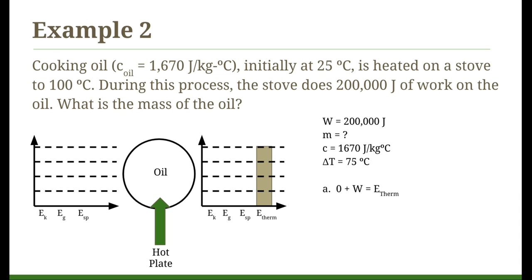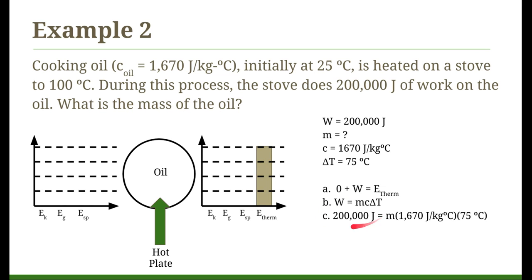So our energy equation based on the bar chart is the oil starts out with no energy, and then when we add the work from the hot plate, we end up with thermal. So 0 plus W equals E therm. We can then plug in any equations that we know. We don't have an equation for work, but we do have an equation for thermal energy. And so if we plug those in, we can then start to put numbers for each of these variables.